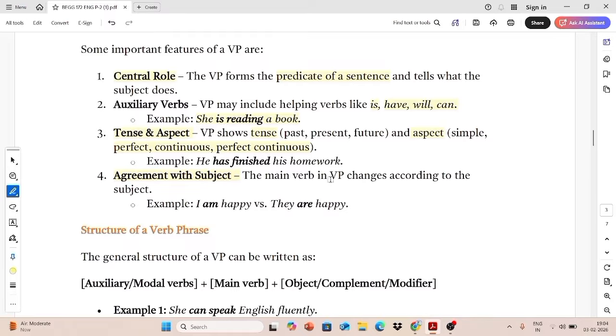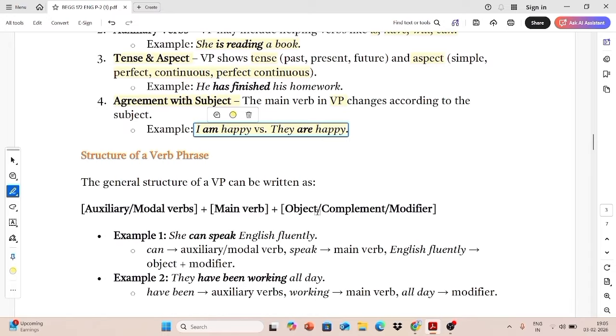The main verb in a verb phrase changes according to the subject. Example, I am happy versus they are happy. I am is singular, they are is plural. So here the subject is I, this is a singular subject. Here the subject is they. So when you see here the verb changes, am and are, according to the subject.